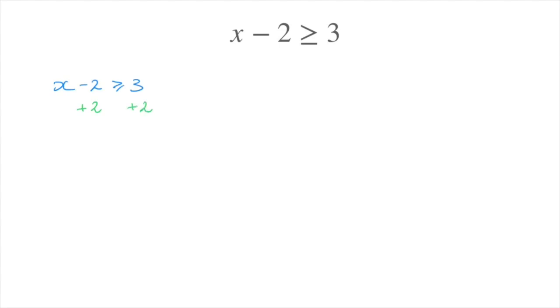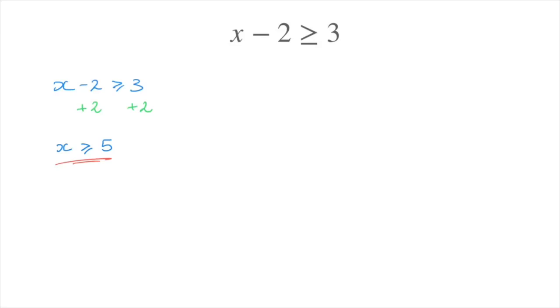So the left-hand side becomes x minus 2 plus 2, which leaves us with x, and on the right-hand side we have 3 plus 2, which leads to 5. And we're done. And this solution tells us that so long as x is greater than or equal to 5, the expression x minus 2 will be greater than or equal to 3.